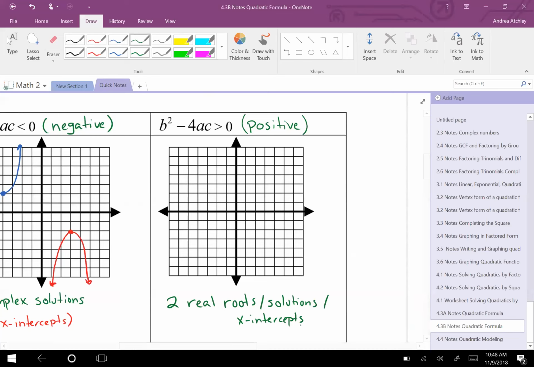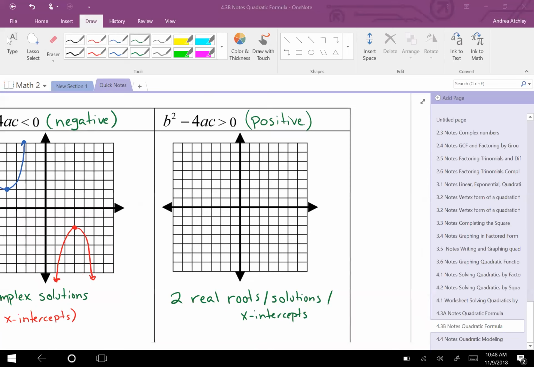Any questions over that? So my parabola will look something like this, where it crosses the x-axis twice. Or it will look like this. Any questions?